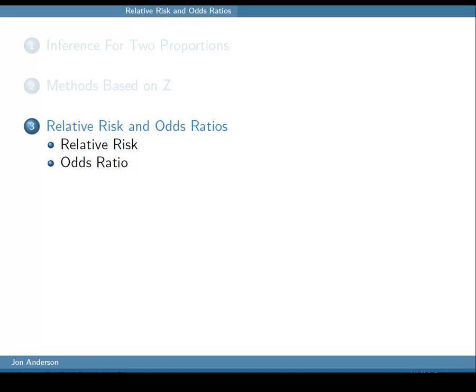Hi, in this video I'm going to be talking about a couple of different ways to communicate differences between two population proportions. Up till now, in the previous sections of this unit, you've seen where we study the difference P1 minus P2 between two populations. Instead, we're going to study this same idea but using fractions. The two different ways we're going to study the difference between two groups are relative risk and odds ratio. So let's get started.